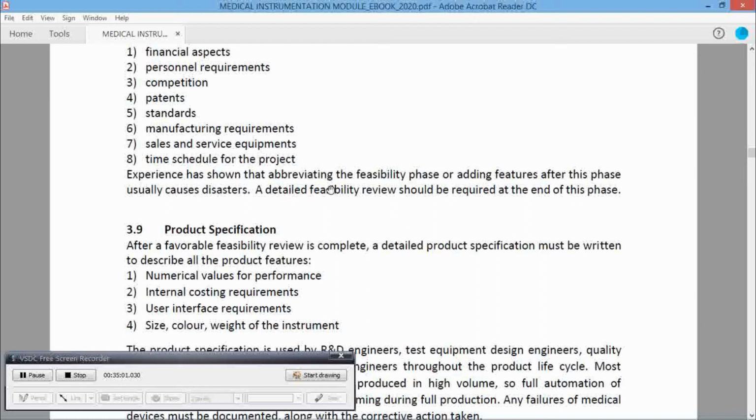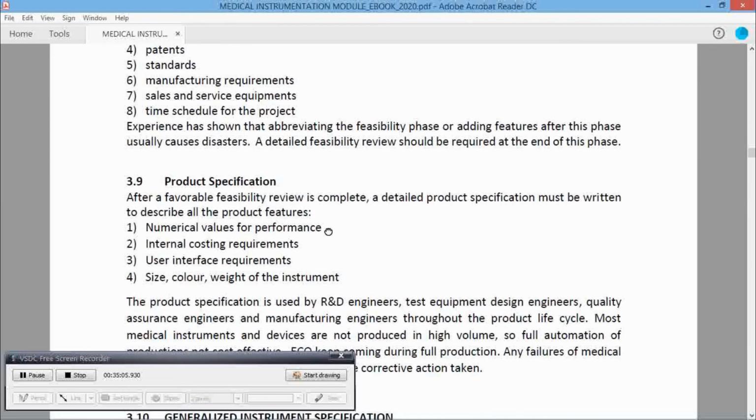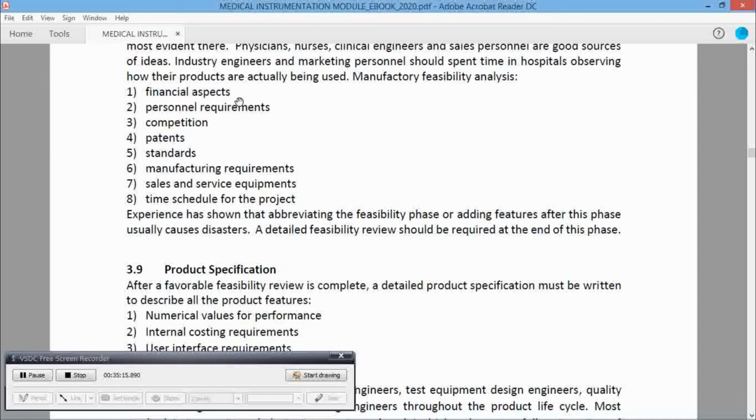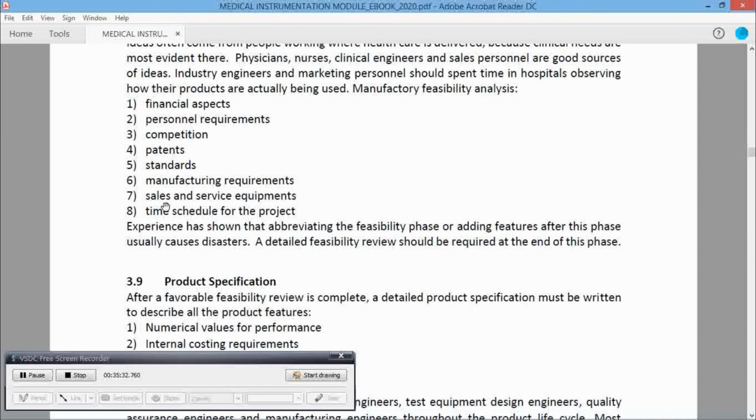Experience has shown that abbreviating the feasibility phase or adding features after this phase usually causes disaster. Detailed feasibility review should be required at the end of this phase. That means in this production process, we need to do the feasibility analysis first, to find out in the early stages. So by adding something in between is going to cost much.